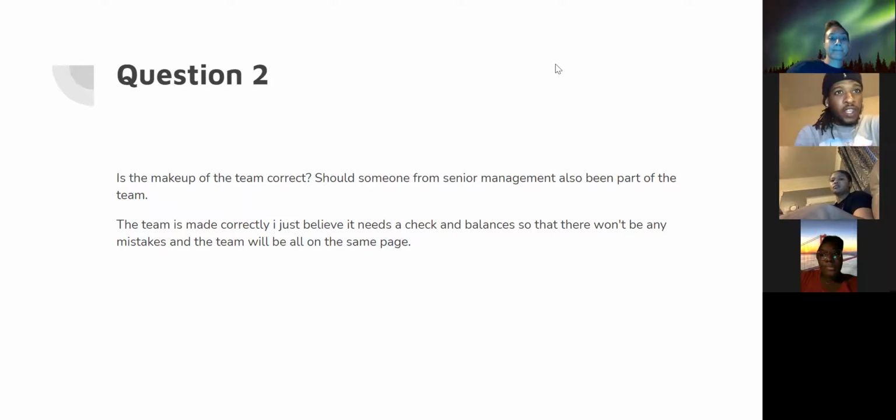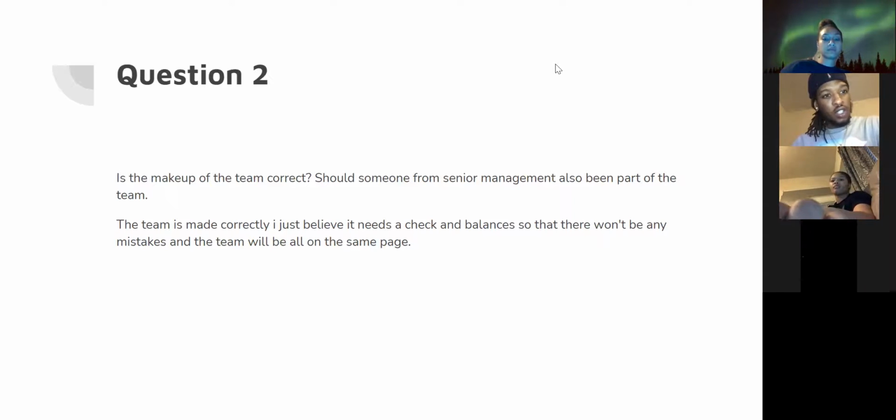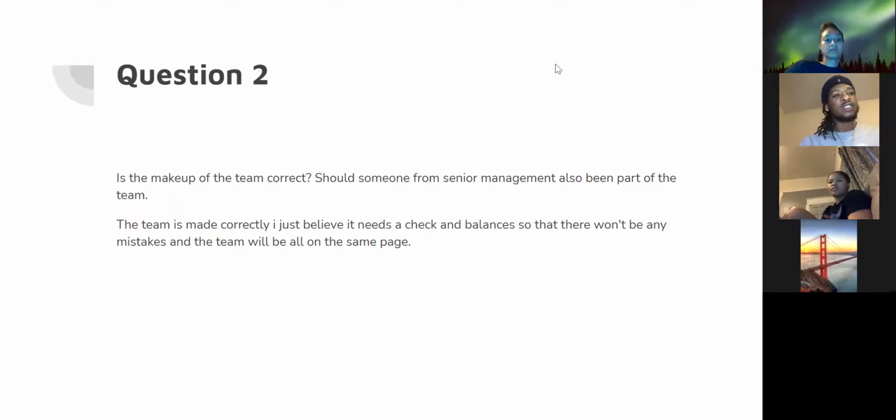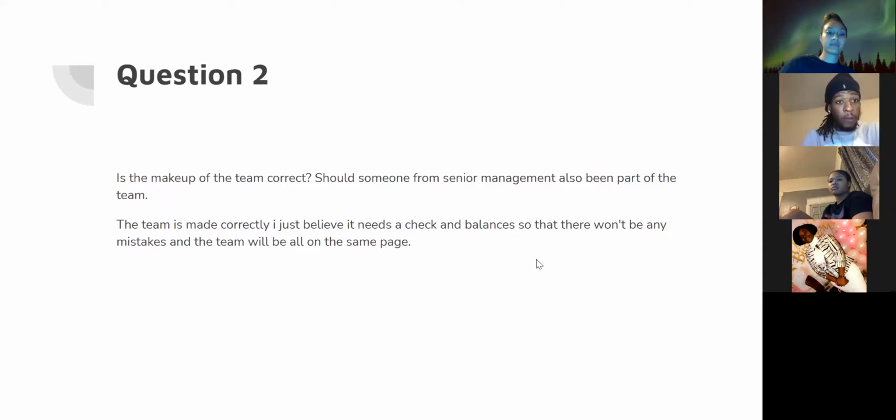For question 2, is the makeup of the team correct? And should someone from senior management also be part of the team? For part A of the question, the team is constructed correctly. They're evenly divided. Everybody in each section understands the job and the task at hand. But as far as someone of senior management, they should be included in the overall team, just so they can have a good checks and balance. They can be on the same page, and the end design can all be the same. The measurements and the statistics can be all on the same point.